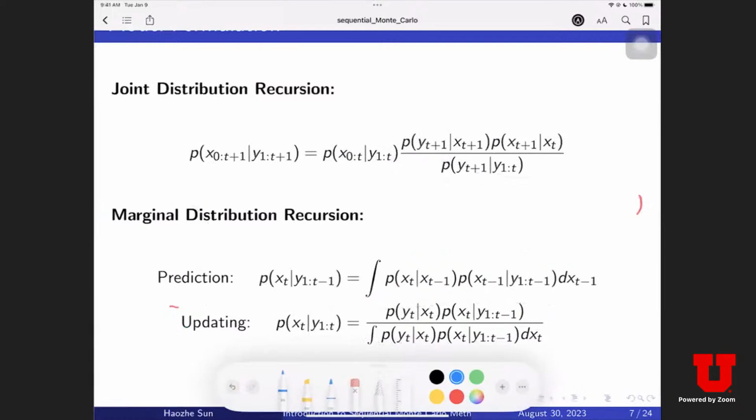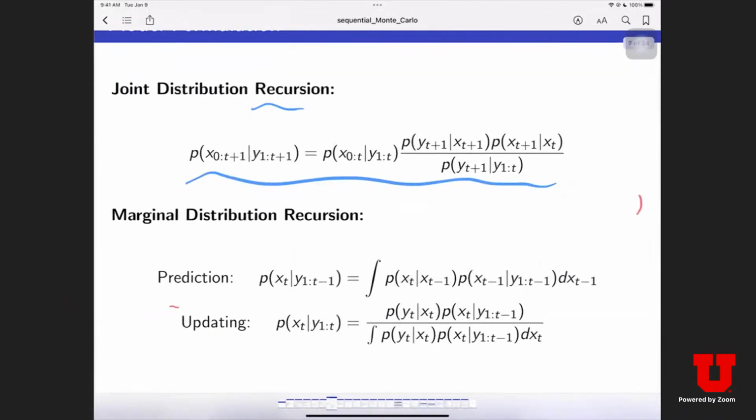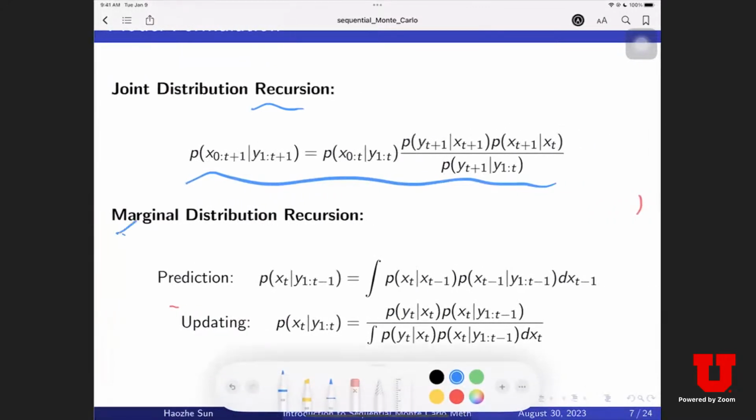And we can get this recursion. It is the same as the last slide. Now we can get the marginal distribution recursion and the predicting recursion. I think it's easy to understand, right?